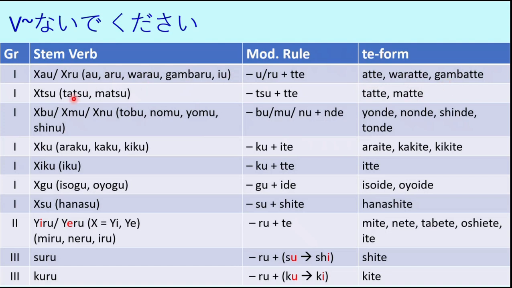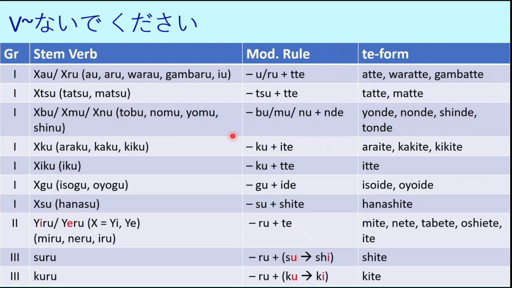Then we have the second row as tatsu and matsu, which means tatsu is to stand, matsu is to wait. Here we remove the tsu and add tt. That means tatte, matte. Similarly, tobu, nomu, yomu, shinu becomes tonde, nonde, yonde, shinde.